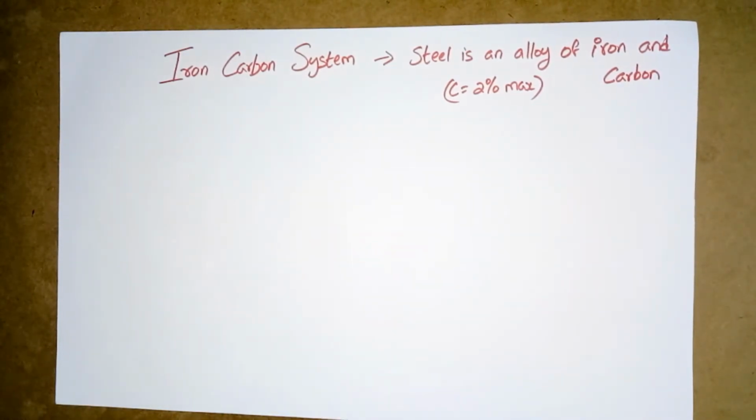Next, it is the most important engineering metal and its properties can be improved by heat treatment. Next, the iron carbon diagram forms the basis to study the heat treatment of steel. For this reason, the study of the iron carbon equilibrium diagram is most important for an engineer. This is the main reason for learning this diagram.